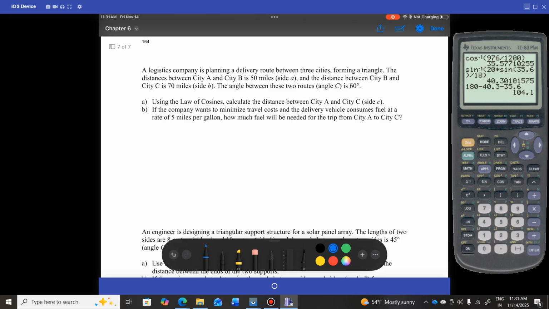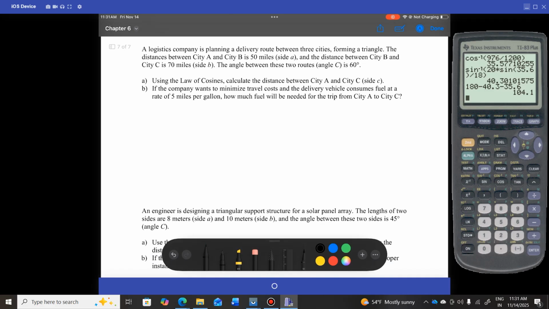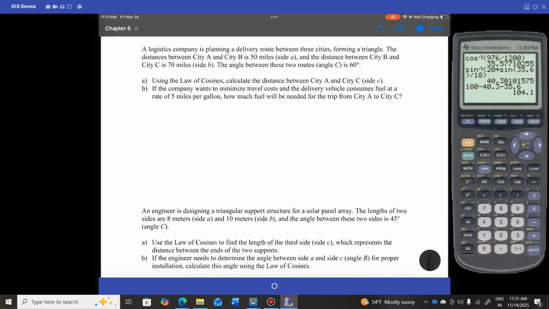So we'll get into a couple application problems with this. First, a logistics company is planning a delivery route between 3 cities, forming a triangle. The distance between city A and city B is 50 miles, side A. Distance between B and C is 70 miles, side B. The angle between those two, which is angle C, is going to be 60 degrees. Using law of cosines, calculate the distance between A and C, which is side C.